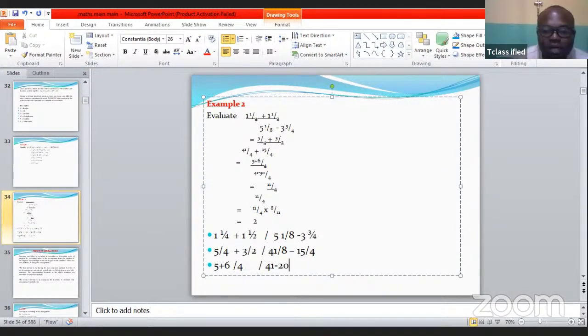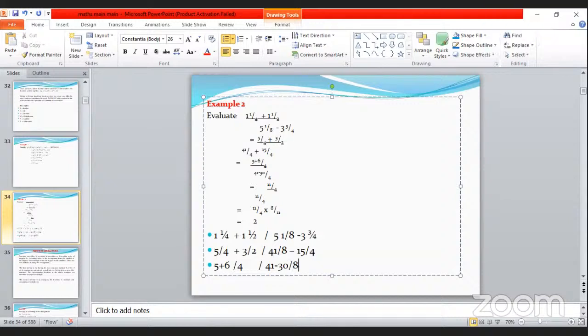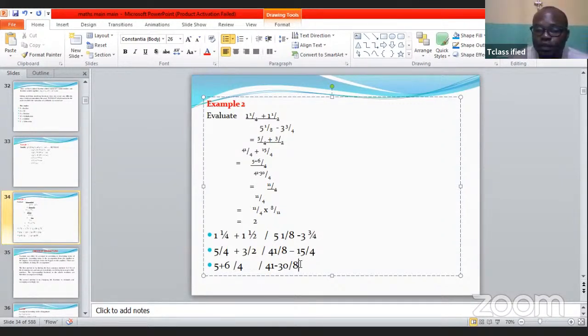Okay, why are we using 30? Who can tell me why we're using 30? We are using 30 because we have 8, which is the denominator, the LCM. 8 divided by 4 will give us 2. So 2 times 15 will give us 30. And that's how we got it.